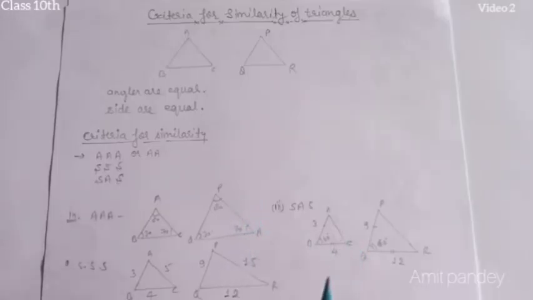In the previous video we completed exercise 6.2, and now let's see the introduction part of the criteria for similarity of triangles. So students, in the previous session we stated that two triangles are similar if their corresponding angles are equal and their corresponding sides are in the same ratio.